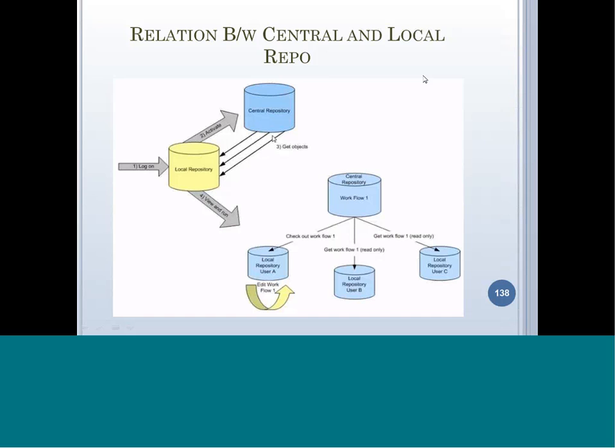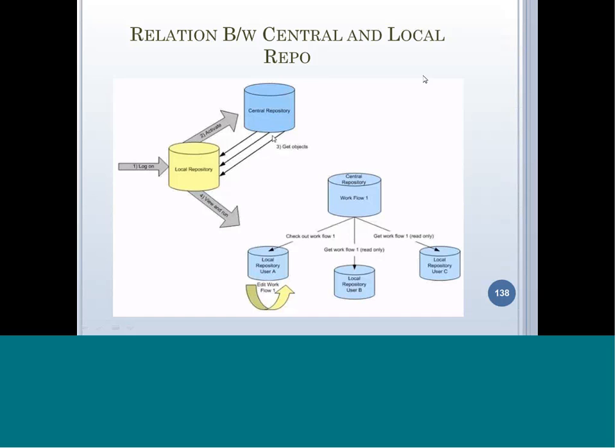In that case, what we can do is we can always check in the code to the central, and the local repository B will get the workflow that is only read only, and we have one more workflow that is called read only for the local repository.